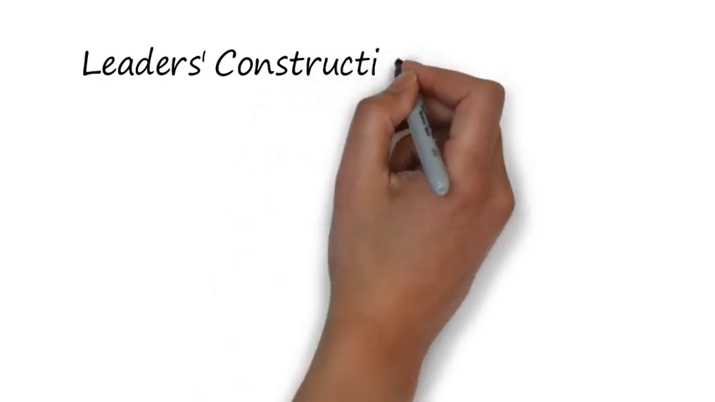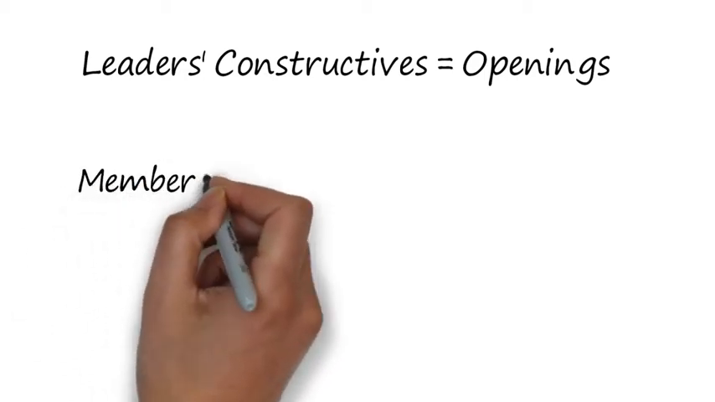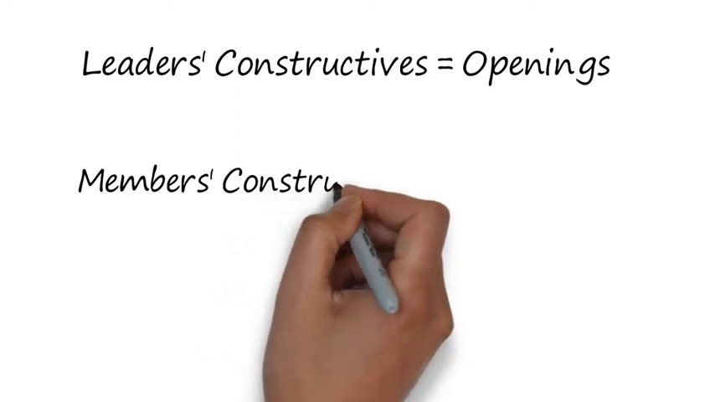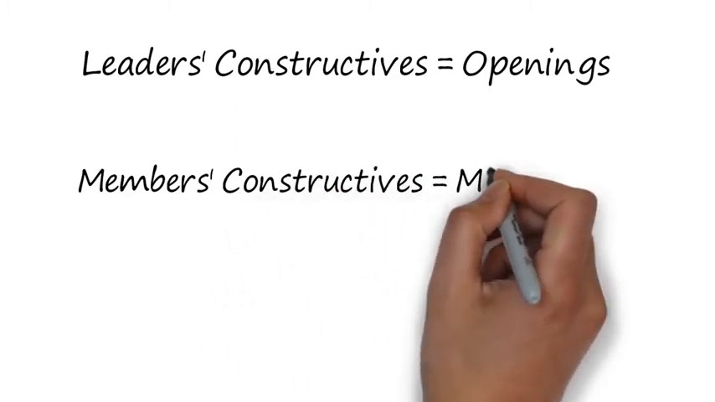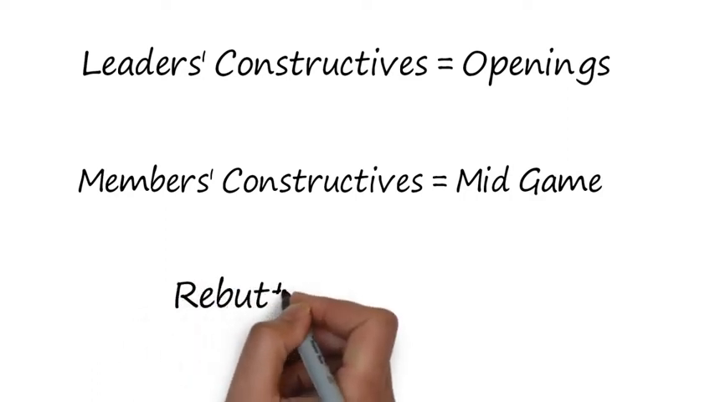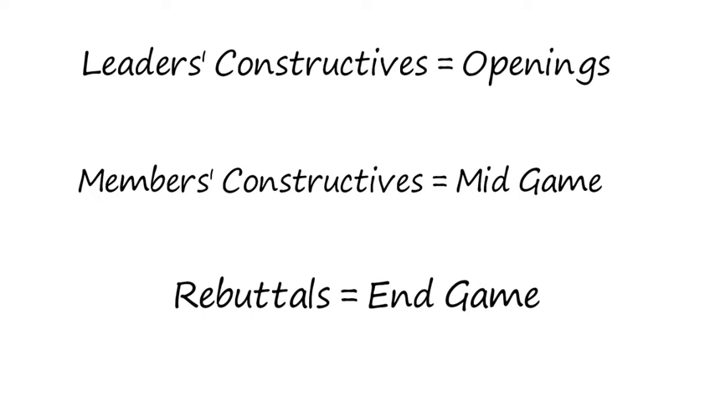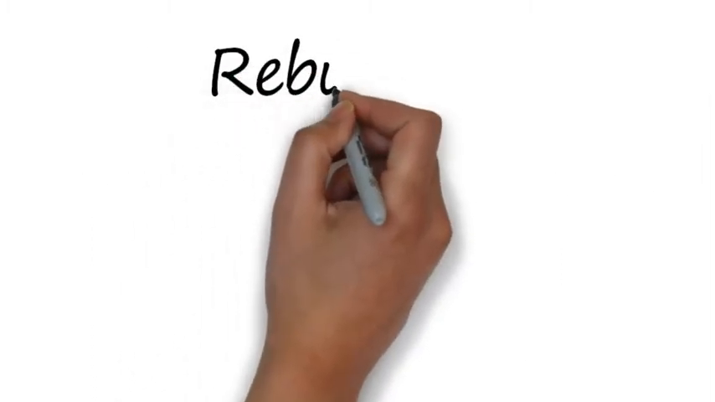For instance, the first couple of speeches by the leaders when they're giving their constructives, you could consider those the openings, in which both teams are laying out their strategy and their fundamental arguments. And when the members come up and give their speeches, that would be the mid game. But when you enter into the rebuttals, that's the end game. That's when you need to seal the deal. That's when you need to convince the judge to vote for your side or against the other.